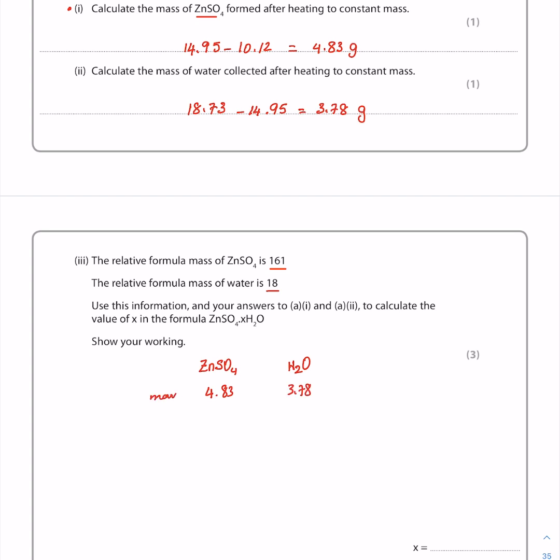ده الماس. نحول الماس بعد كده إلى مولز by dividing على ال MR given، الزنك سلفيت على 161 والووتر 3.78 over 18. ده هيديني 0.03 وده يدينا 0.21. هنجيب الريشيو بين المولز by dividing على smaller number اللي هو 0.03. 0.03 على 0.03 يدي 1 و 0.21 على 0.03 تدي 7. يبقى كده الريشيو between الزنك سلفيت and water is 1 to 7. يبقى ال X is equal to 7.